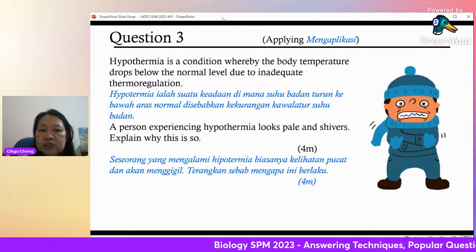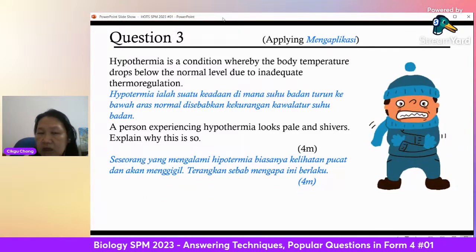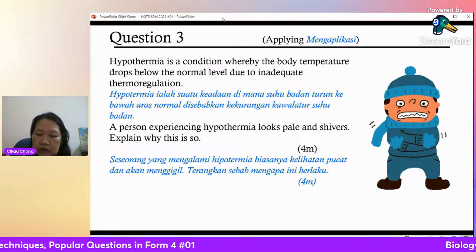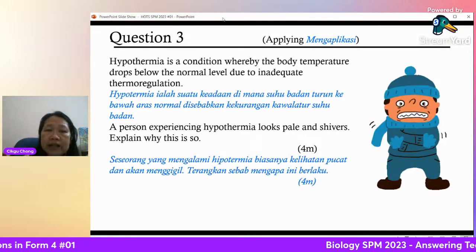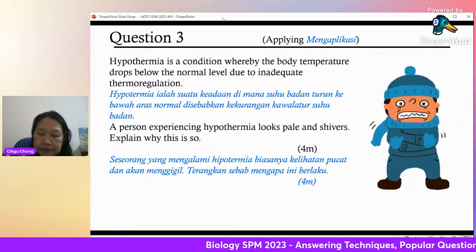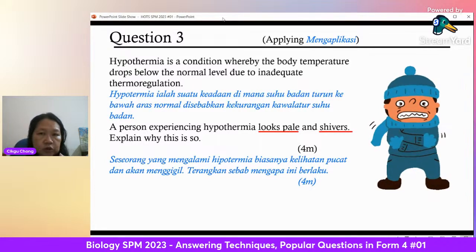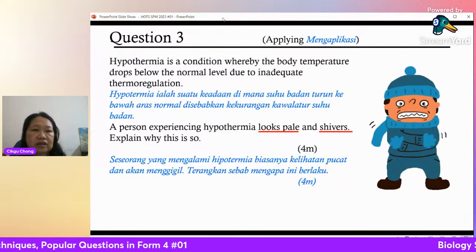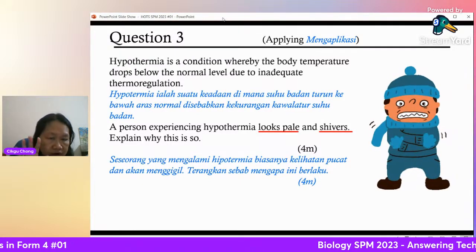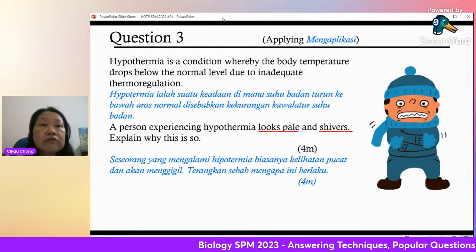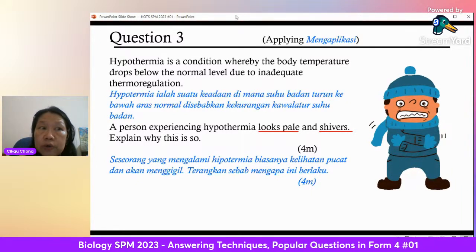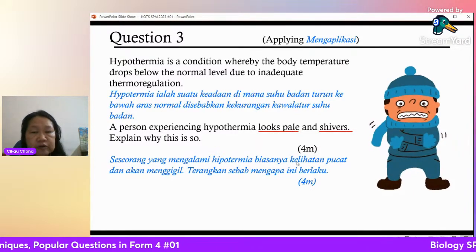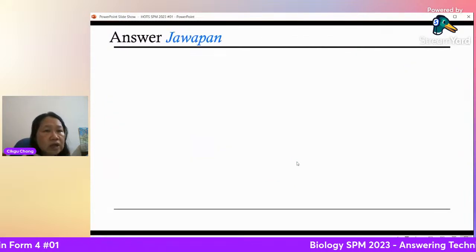So the person experiencing hypothermia, they give you this condition: looks pale, that means pucat, and then shivers. I see the person is shivering. So explain why this is so. Look at the keyword here. They want you to explain why the person looks pale, why there is no reddish tint on the face, and why the person is shivering. Here it is 4 marks. That means roughly 2 marks for looking pale, 2 marks for shivering. So always look at the question, what is given, what they want you to say, and look at your marks before you start answering. So what is your answer?